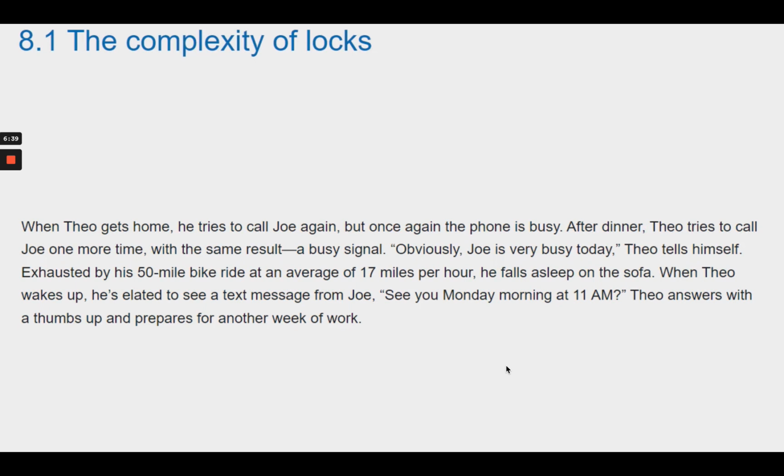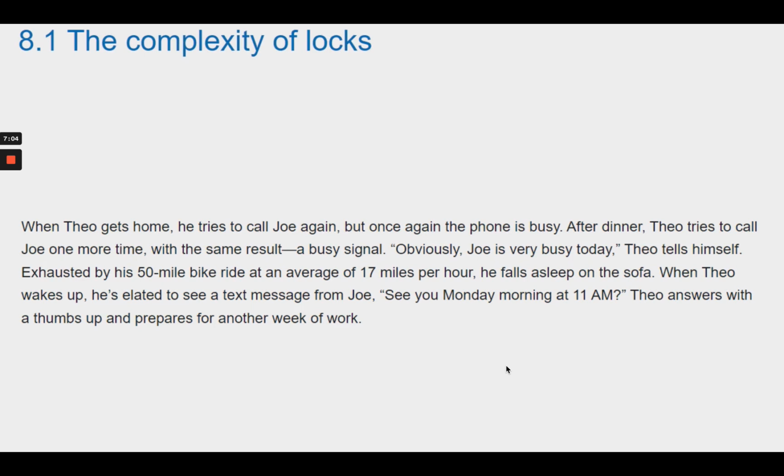When Theo gets home, he tries to call Joe again, but once again the phone is busy. After dinner, Theo tries to call Joe one more time with the same result, a busy signal. Obviously, Joe is very busy today, Theo tells himself. Exhausted by his 50-mile bike ride at an average of 17 miles per hour, he falls asleep on the sofa. When Theo wakes up, he's elated to see a text message from Joe.